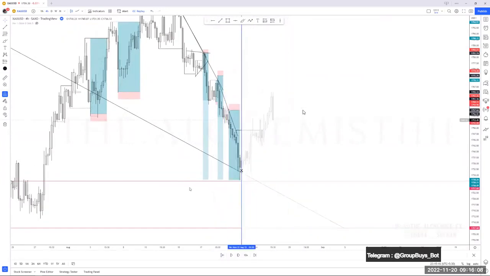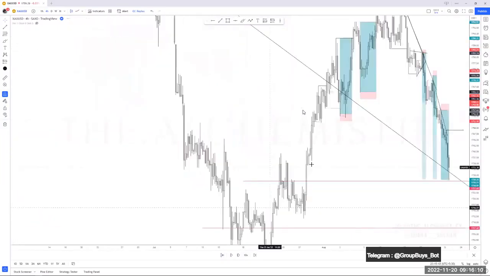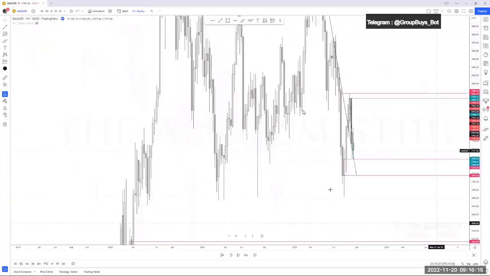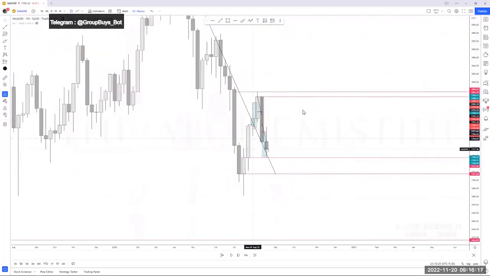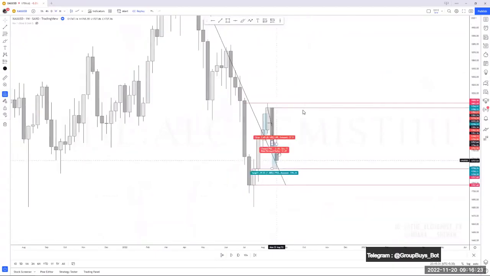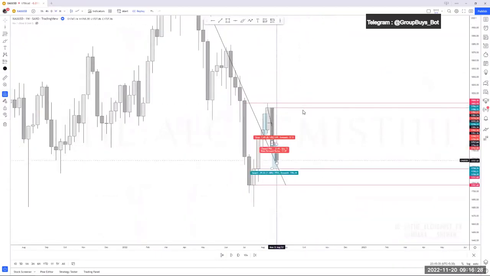Let's put the replay tool once again in here. Look at this. The weekly has tapped the trend line and it has already closed above it. The breakout structure that I showed you happened after a very long time actually. So there it goes. It taps and it has closed above it.